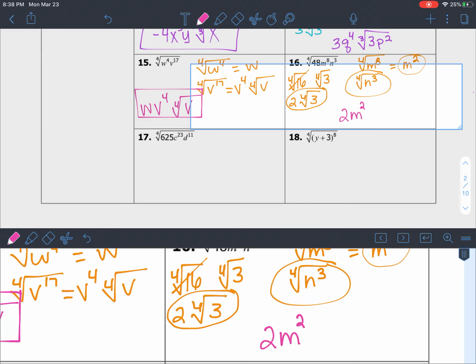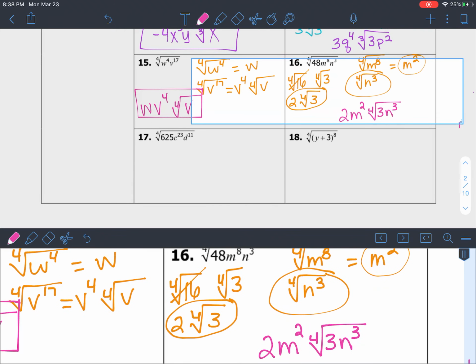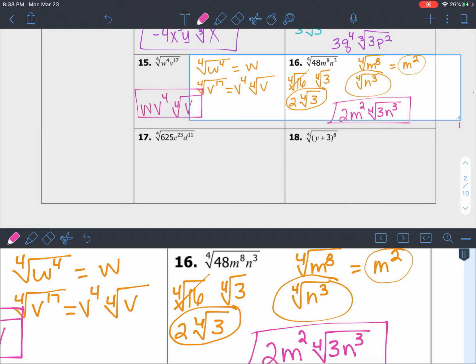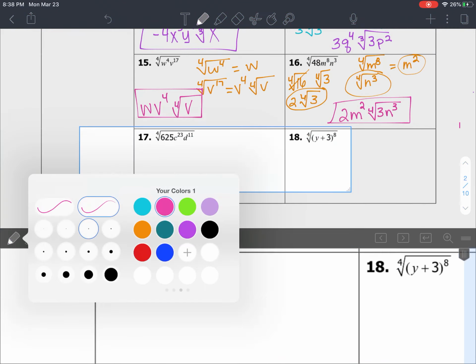So when we go to write our final answer, we have a 2 on the outside. We have an m squared on the outside, and we have a 4th root of 3n cubed. So again, I just did that by looking at what are the things that got freed from that radical and what were the things that had to be kept under that radical symbol. And the more that you do this, the quicker that you'll be able to solve these without having to do each step. So just by looking at number 16, I could have done that one in one simple step, but since I'm explaining them to you guys, I'm kind of breaking them down a little bit more. But if you can do that, I mean, go for it. Just make sure that it's the correct answer.